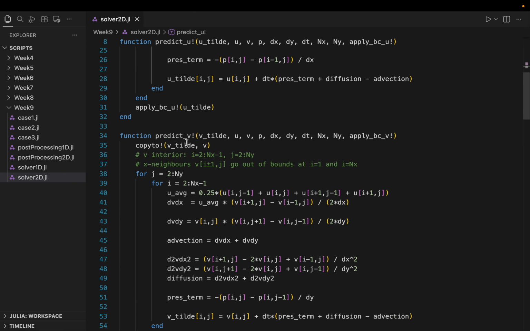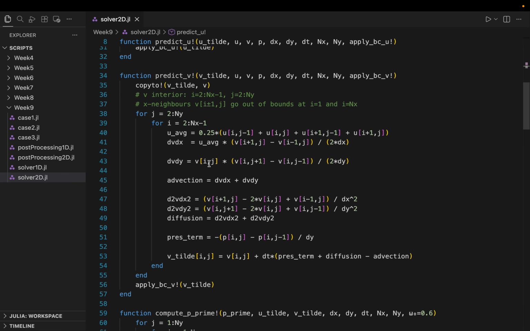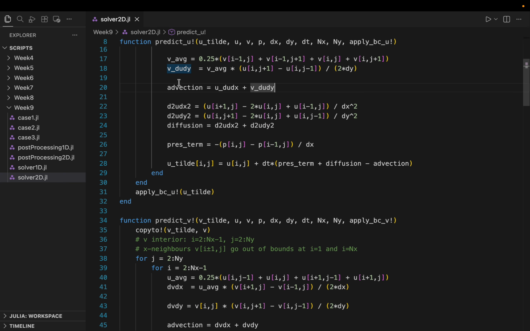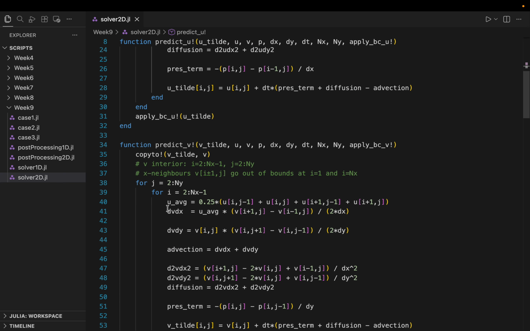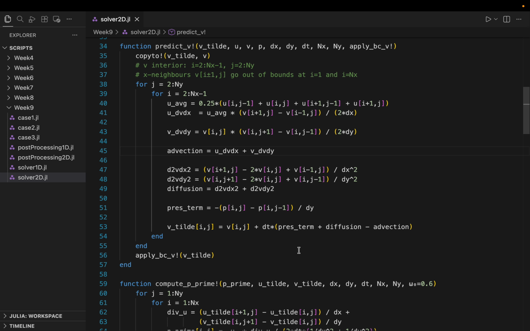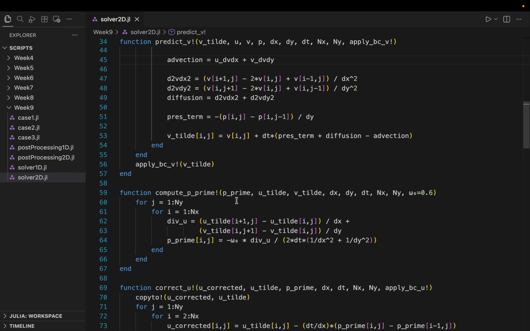So similarly for predicting v velocity, all we have to do is change these terms accordingly. Previously we calculated v average. Now we will be calculating u average. So here we have u del v del x and we have v del v del y. This remains the same. Now for the p prime, we have these additional two terms coming into the picture.